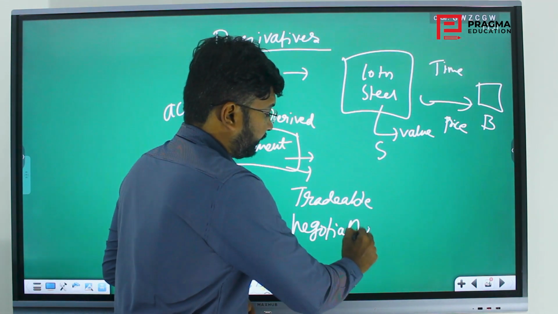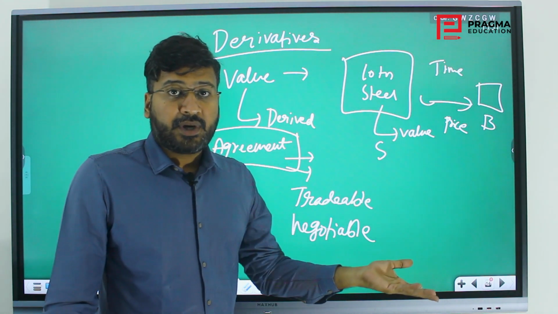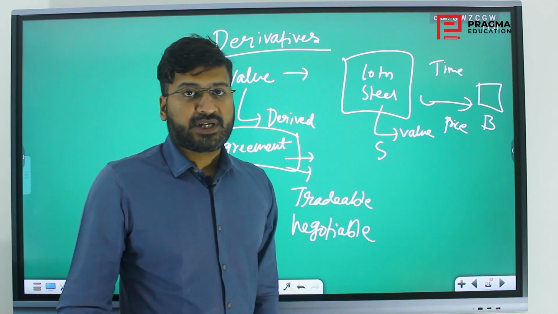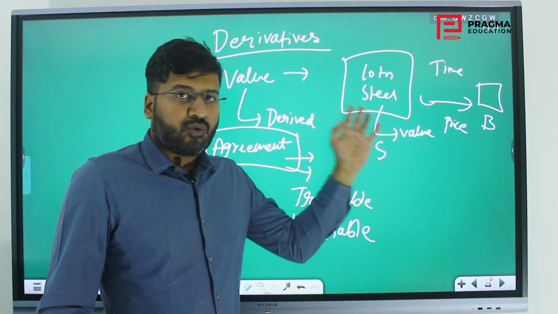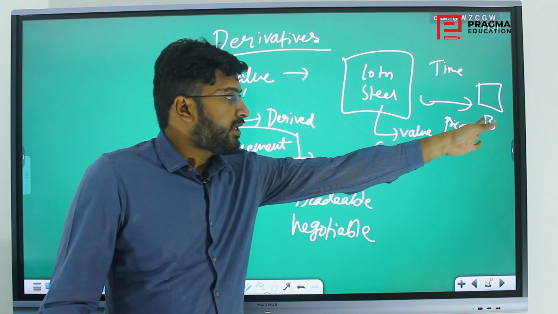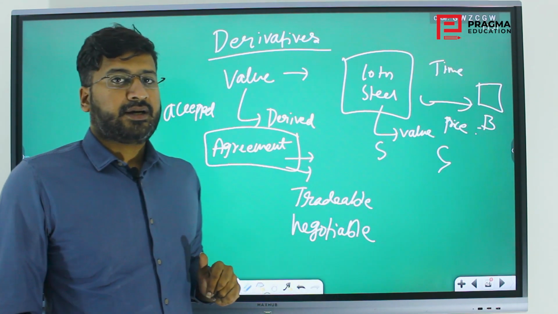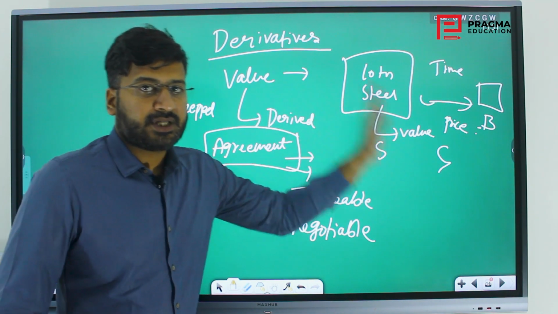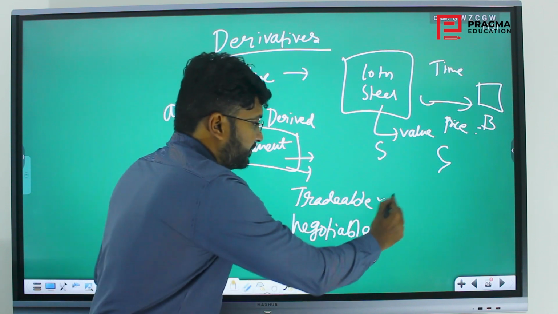negotiable. What is the difference? Tradable means they can be exchanged in secondary markets. How many times? ఎన్ని సార్లైనా అమ్మొచ్చు కొనొచ్చు. Whenever I don't want this asset, I can sell it, and somebody is ready to buy. Where? It is in the secondary securities market. It is not the initial market, it is something that happens in the secondary markets. So that is what tradable means.